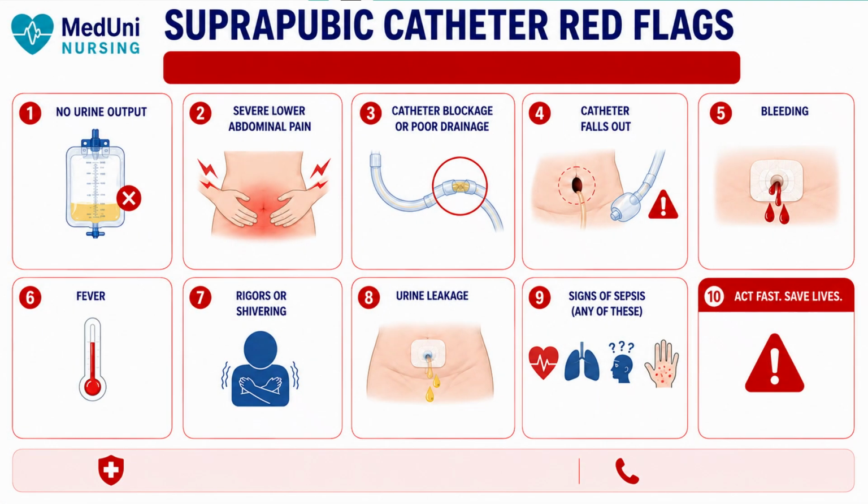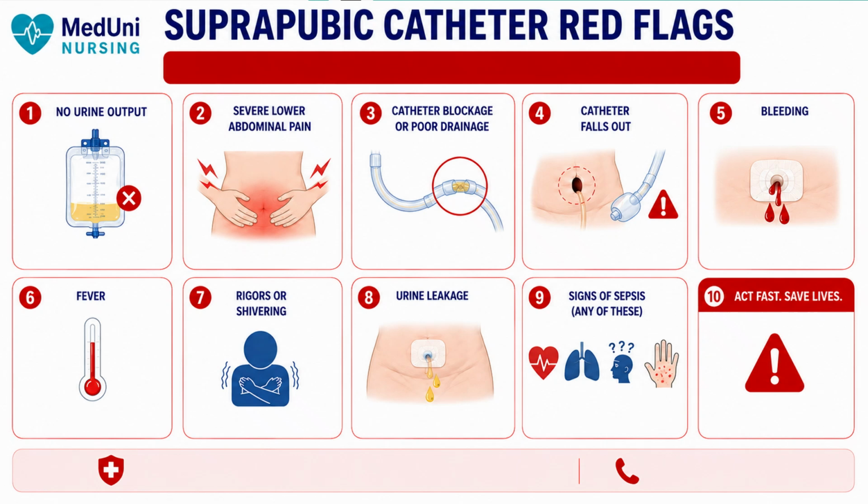This is another important red flag slide. Red flags include no urine output, severe lower abdominal pain, catheter blockage, catheter falling out, bleeding, fever, rigors, urine leakage, confusion, or signs of sepsis. If there is no urine output, first check the simple things: tubing, kinks, bag position, and bladder discomfort. But if it does not resolve quickly, escalate.